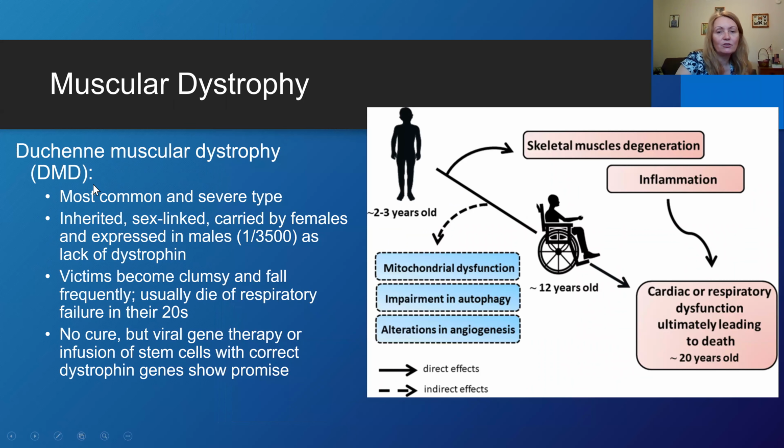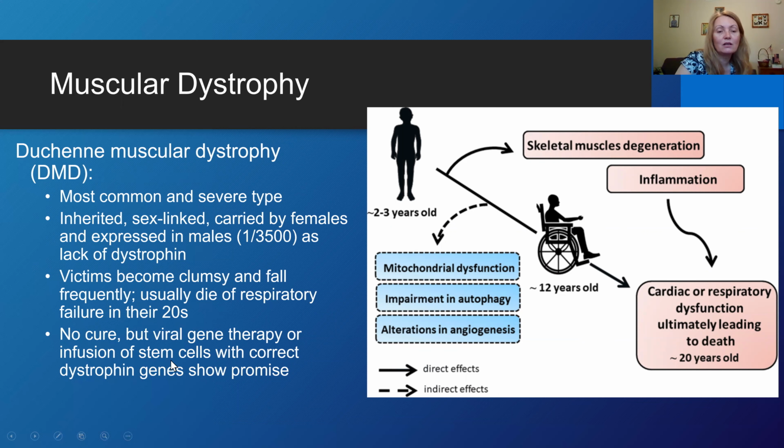So here's our Duchenne muscular dystrophy. Most common and severe type. It's inherited and sex-linked. It's carried by females and experienced in males. It occurs in 1 in 3,500 births. And it's a lack of dystrophin, as we already mentioned. So victims become clumsy and fall frequently, and usually die of respiratory failure in their 20s. And there is no cure.